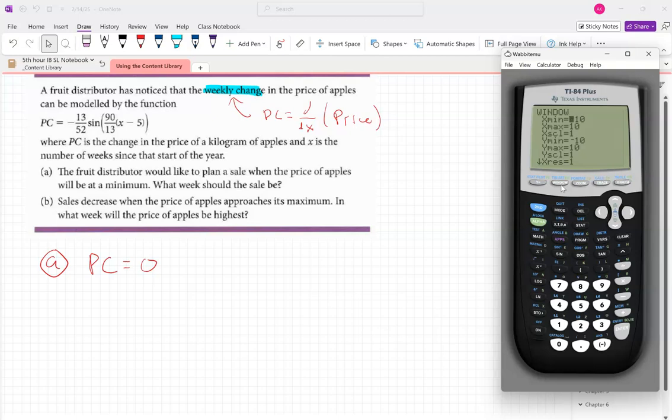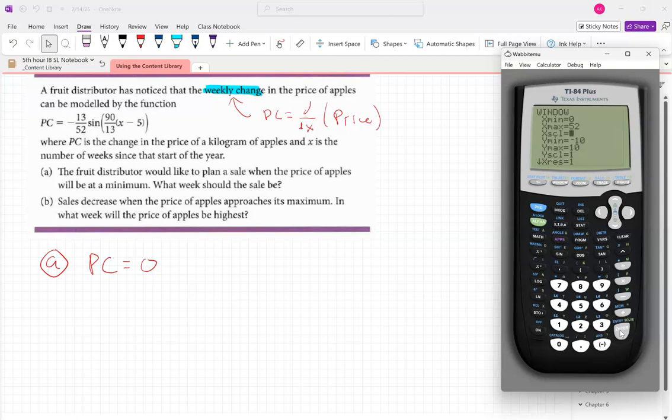Okay, I'm going to set a window now. X is the number of weeks since the start of the year. What's going to be a good range of values for X? Okay, starting at 0, what should it end at? How many weeks are in a year? Christian? 52. That's correct.